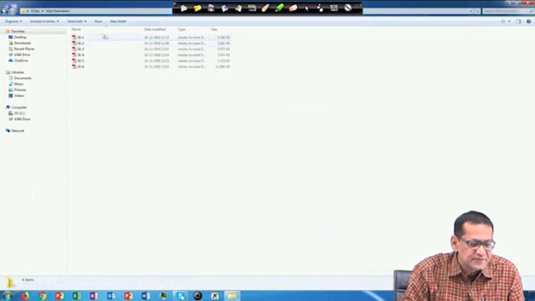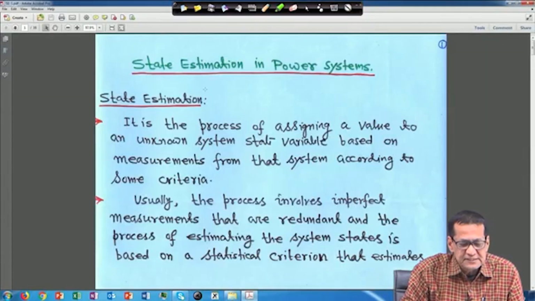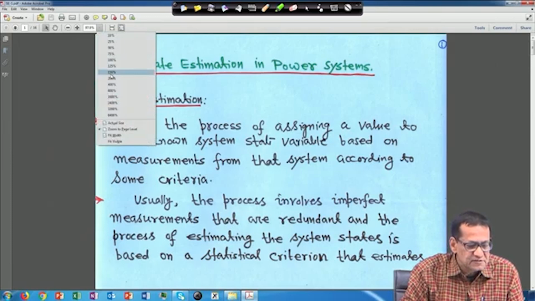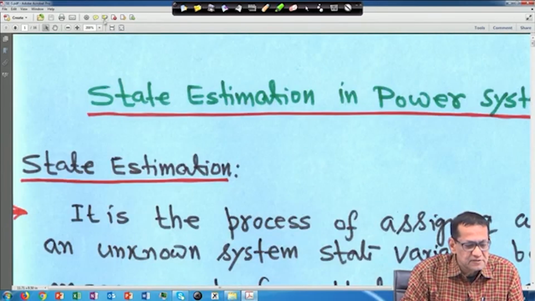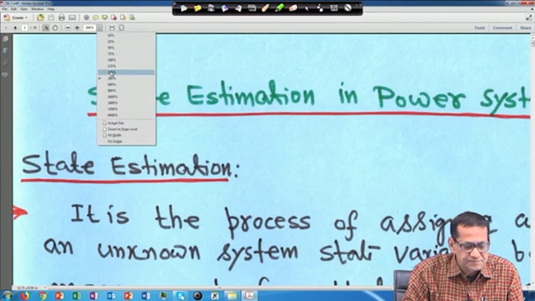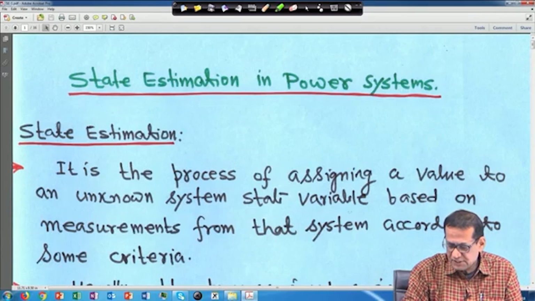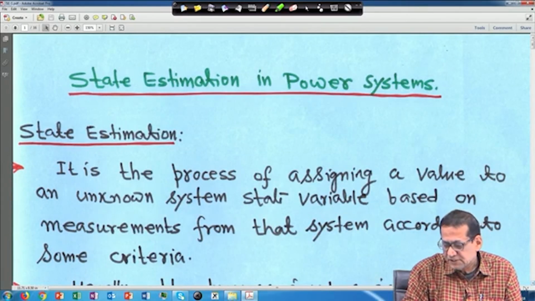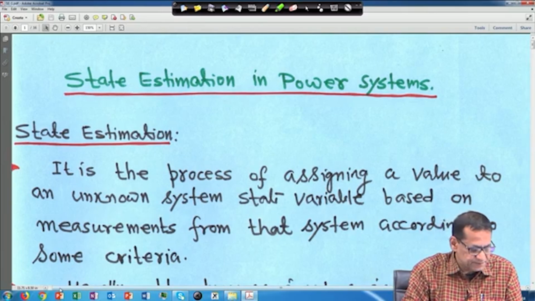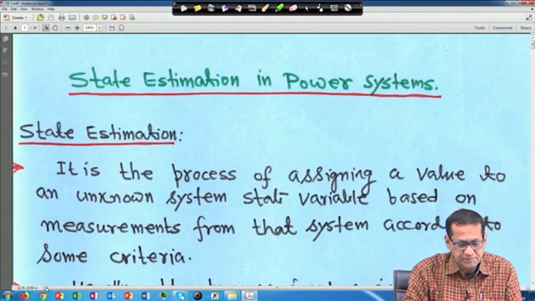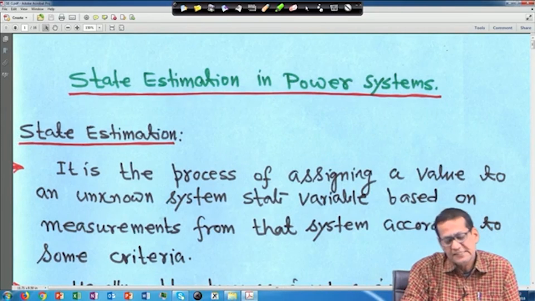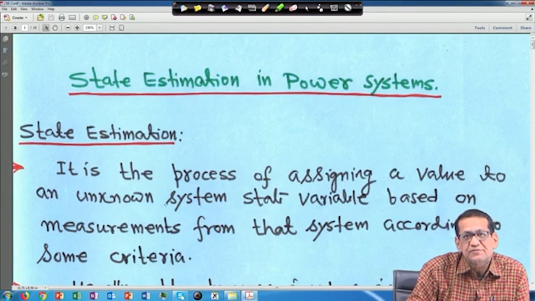Next one is your state estimation. So, what is state estimation, and state estimation in power systems?